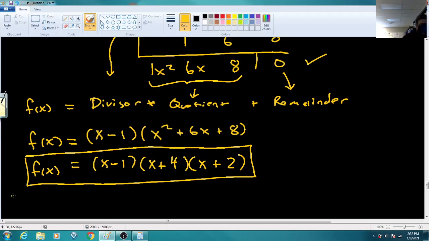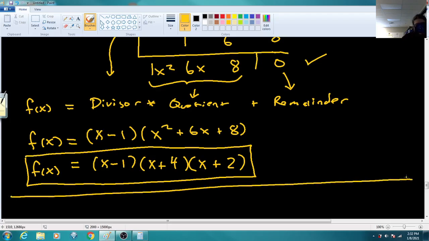So our goal was to completely factor the function. As a side note, it didn't ask us this, but once you get it fully factored, it's easy to get the zeros. So this is just kind of like a little side note.